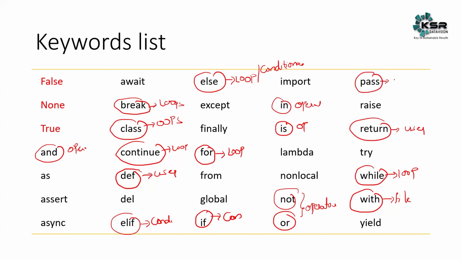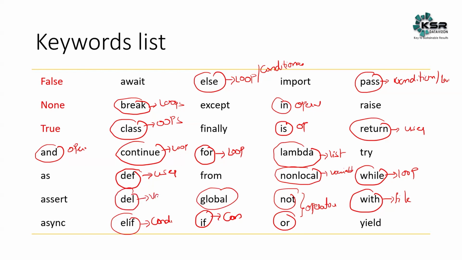Pass is used at the time of conditional and looping statements, right? Lambda is used for anonymous functions. For variable scope, we use nonlocal, global and so on. To delete objects or variables, we use del. Each one has a meaning. Try, except, finally and so on we use for exception handling. So in one day we cannot get it all.